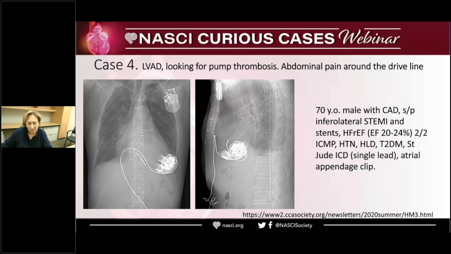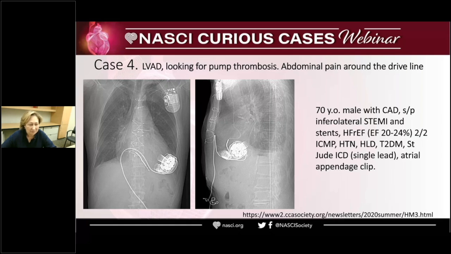Do you have anyone brave enough or not? I can try, Dr. Frank. So what do we see? You call it an X-ray? Yeah, that's a scout view from a CT, but yeah.